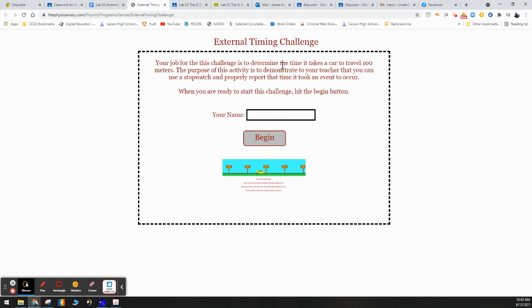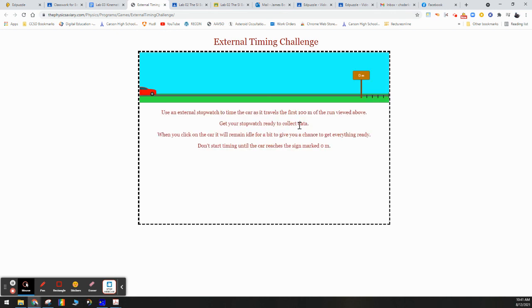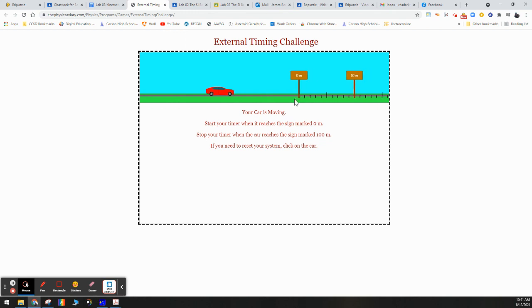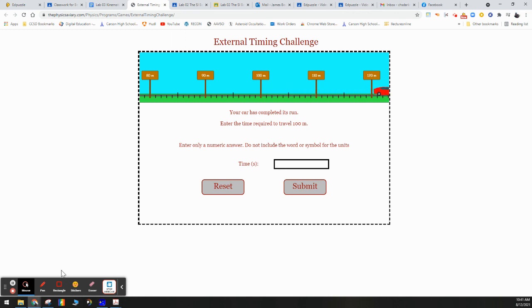Your challenge is to determine the time it takes to travel 100 meters. In this activity, you use a stopwatch. I would use your iPhone. That's what I forgot. So we put in Loki again. We hit begin. Now I have my iPhone out, or my Android, or any other timing device. We click on the car here, and once it gets ready, when it reaches here, I have my iPhone and I would start the timer. I would watch it, and when it stops at the 100 meter mark, I would stop the timer. We'll use the front of the car. So when the front of the car reaches right here, stop. Then we'll put the time in. And that's it.